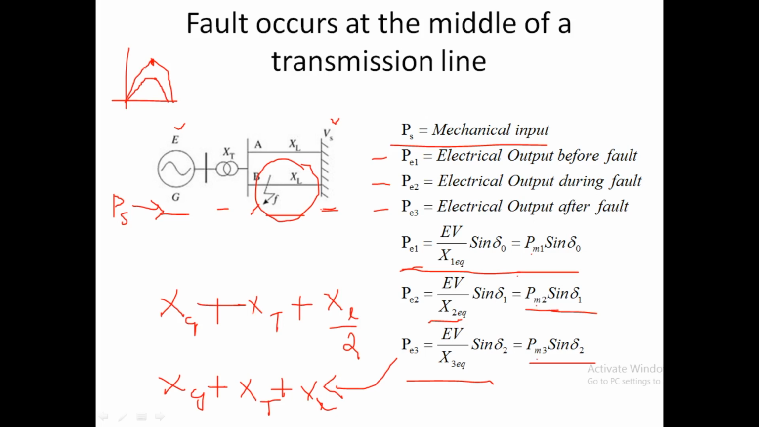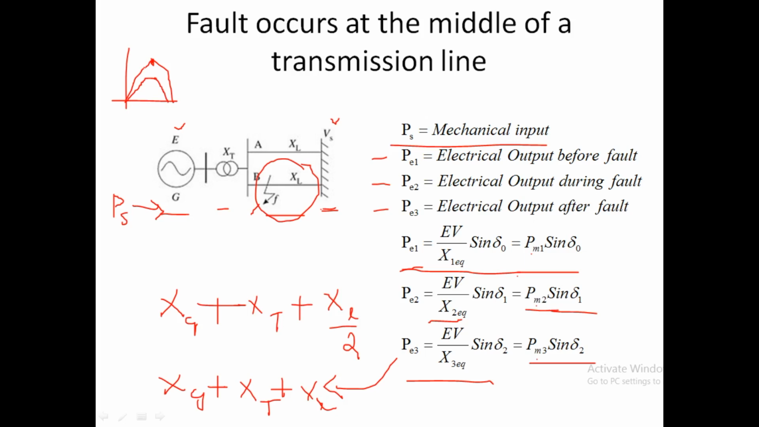So the points to be noted here are 1, 2 and 3. These digits represent: 1 is before the fault, 2 is during the fault, 3 is after the fault, for electrical output and the equivalent reactances. Now delta 0 represents the first angle, the starting condition, the balanced or normal condition. So delta 0 is the load angle.